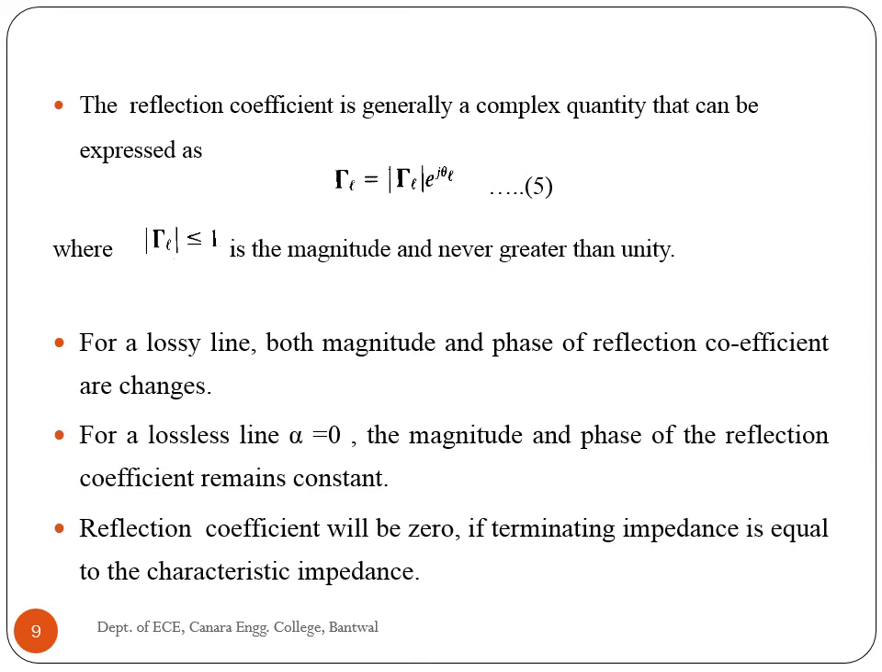For a lossless line, when the attenuation constant is equal to 0, the magnitude and phase of the reflection coefficient remain constant. The reflection coefficient will be 0 if the terminating impedance is equal to the characteristic impedance.